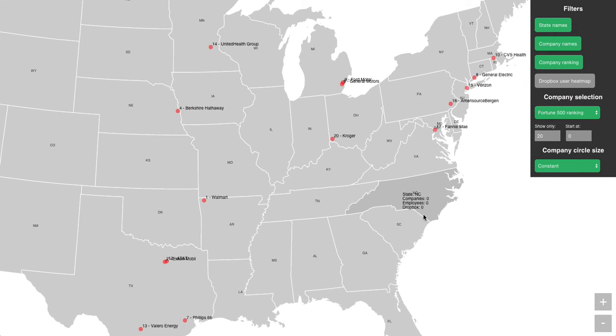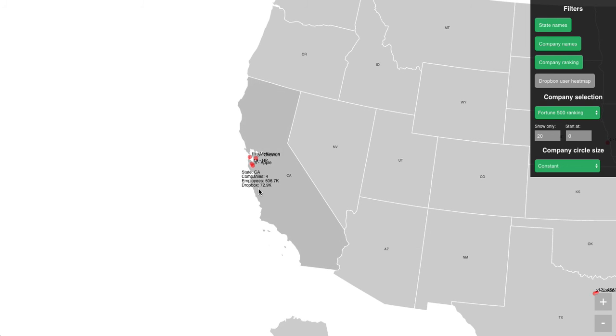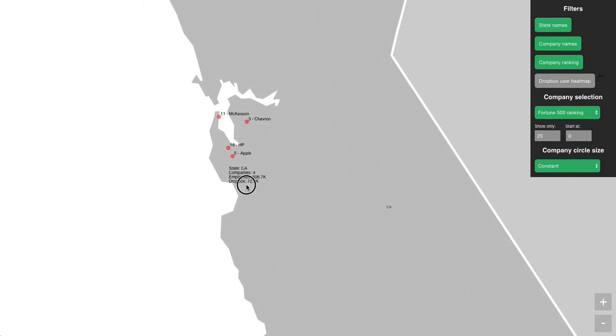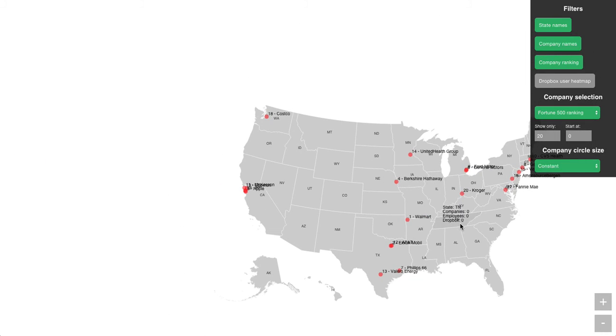But of course, we have the problem that if two companies are in the same city, the data are a little bit overlapped. So it's a matter of trade-off. Certain filters are very useful when you have a huge zoom in. Certain others are very useful when you have a huge zoom out.